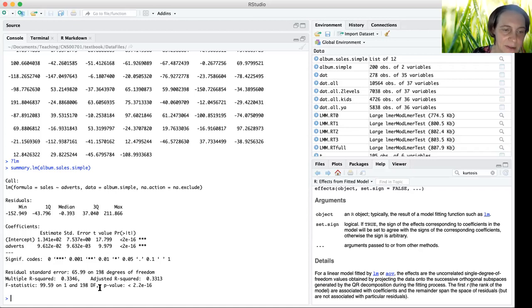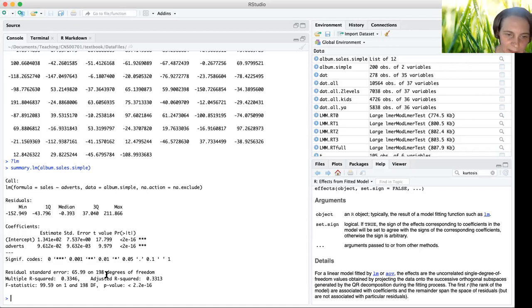Okay, so the next thing that you see is the residual standard error. That is basically just the square root of your mean sum of squares for the residuals. That's basically how much your y values, your outcome values, vary around the true regression line. So that's an estimate of the standard deviation of your conditional distribution, so y given x.